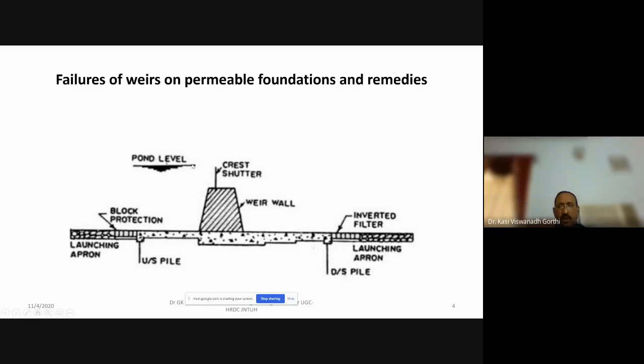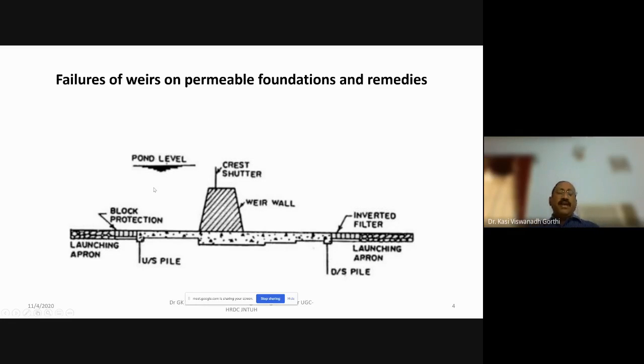So what are the possible problems when the water is getting stored on the upstream side of a weir, whether you have a gate, a shutter, or no shutter? In both cases, the purpose of the weir is to store the water temporarily here. If there is no shutter provided up to the top of this weir wall, the water will be stored so that the crest level will be equal to the pond level, that is, the top of this weir wall. If a gate is provided, the pond level or crest level can be increased up to the top of the crest shutter. So this is how the water will be stored here.